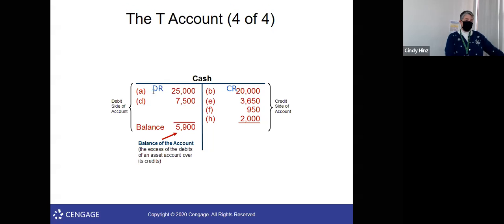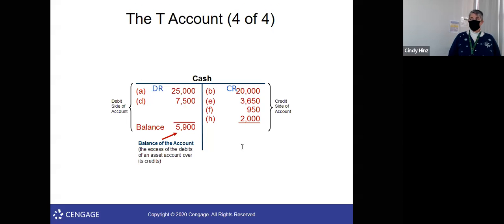So you'll see me use these abbreviations, DR and CR, and for a little while, for maybe the next week or two, I will generally write in the DR and CR when I draw a T account, to remind you, the debit side is the left-hand side, the credit side is the right-hand side. Okay. Any questions so far?